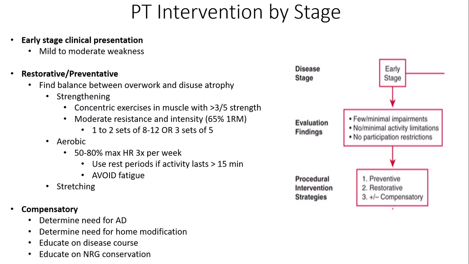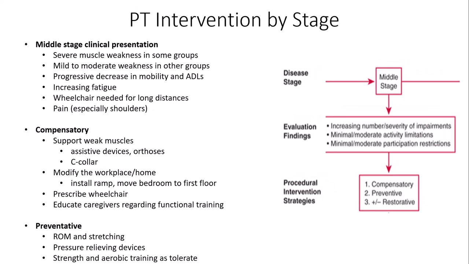As far as compensatory, in the early stage, you're going to determine the need for an assistive device and any home modification that might be needed. You want to educate the patient and the family on the disease course, and definitely, by all means, similar to GBS, educate on energy conservation techniques. Okay, moving on to the middle stage.